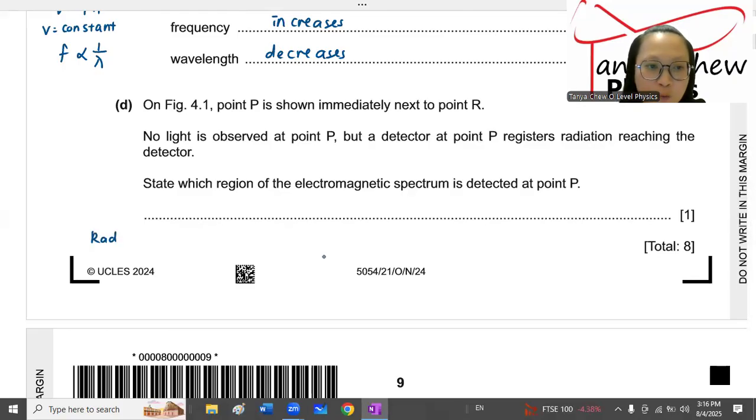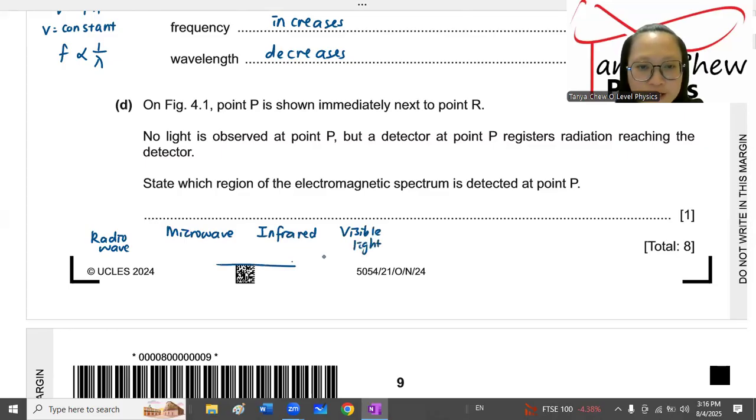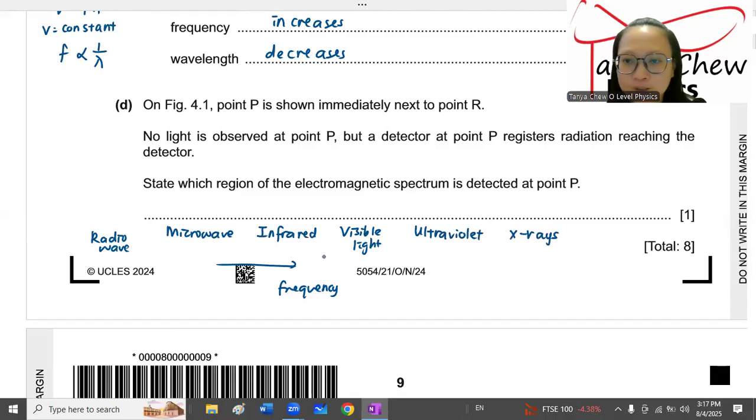So I start with radio wave, microwave, infrared, visible light. Okay, this is increasing frequency. Never mind, I'll just write it up for you. Ultraviolet, X-rays, as well as gamma ray, right?